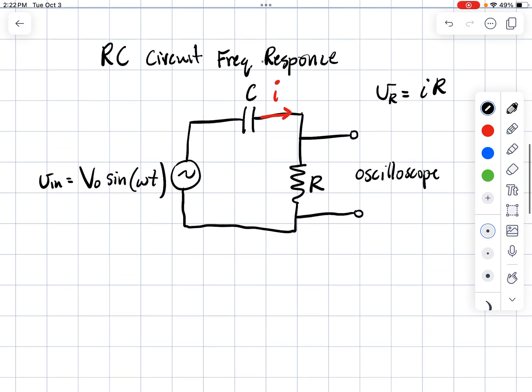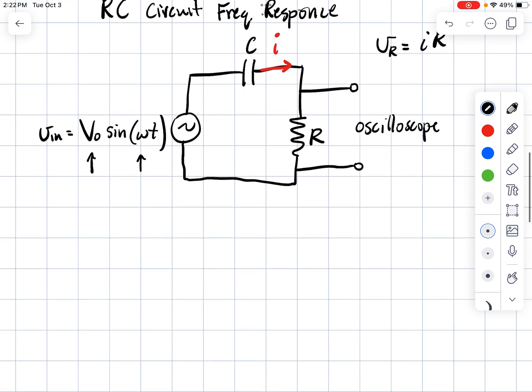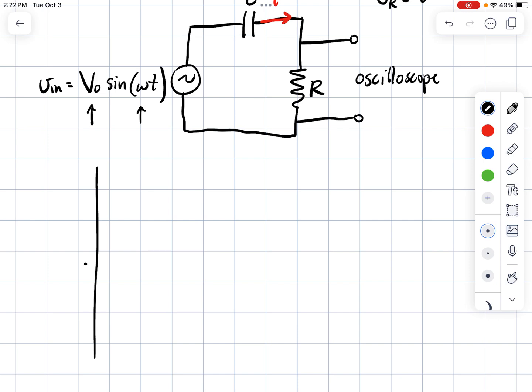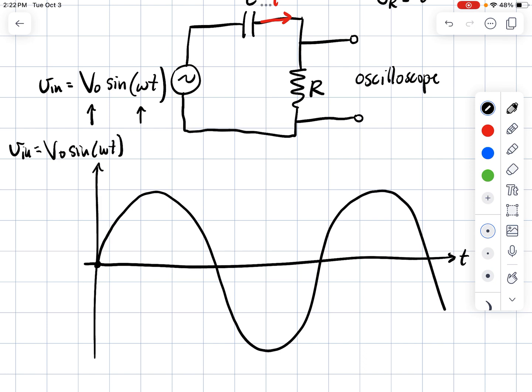Okay, before we do the analysis, I just want to remind ourselves about the meaning of the amplitude and frequency or angular frequency of our sinusoidal signals. And so I want to make a plot here, and the plot is going to be time on the horizontal axis and then V in, which is V naught sine omega t, on the vertical axis. So if we were to plot a sine wave, it starts at 0 at t equals 0, and then there is an oscillation that looks something like this.